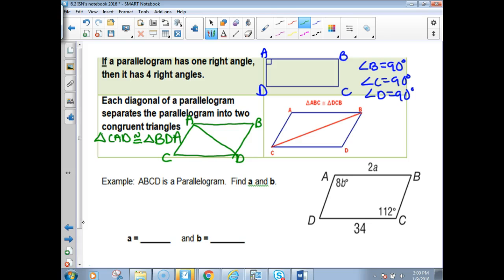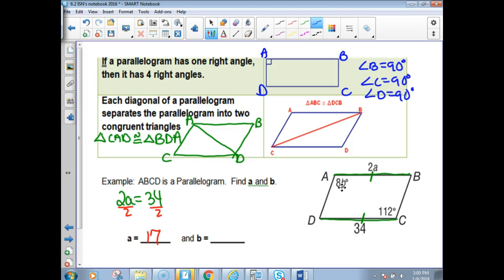Then you have one problem there at the bottom that's suggesting we use our properties of parallelograms to solve. To find A, you can see the opposite sides are congruent. So you have to know whether you've got sides to compare or angles. So to find A, we would do 2 times A is 34. We would divide by 2 to find out A is 17.